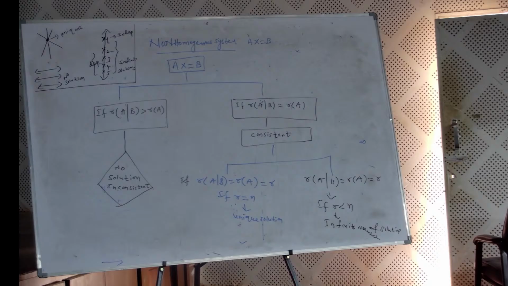When the rank of A by B is greater than the rank of A, the system has no solution. When the rank of A by B and the rank of A are both the same, and that matches the n value, that gives a unique solution. And when the ranks are the same and that is less than n, that leads to infinite number of solutions.